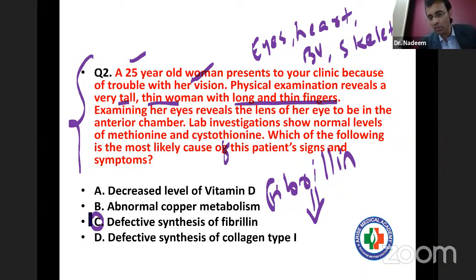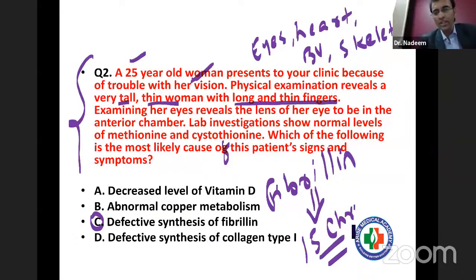Which chromosome number? Marfan syndrome, same like Angelman syndrome and the Prader-Willi syndrome. This is also associated with chromosome number 15. Fine, next question.